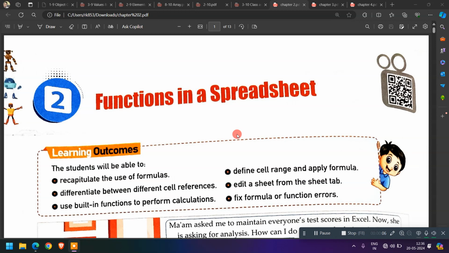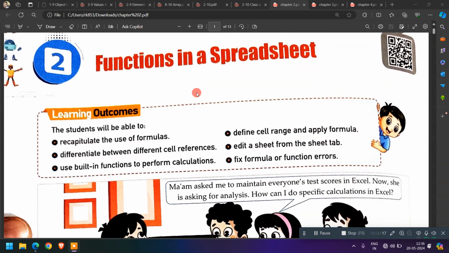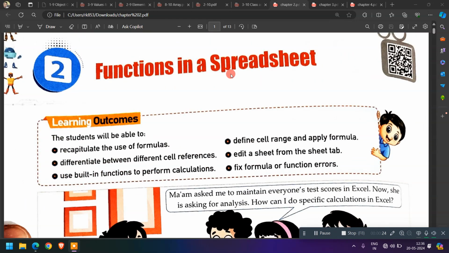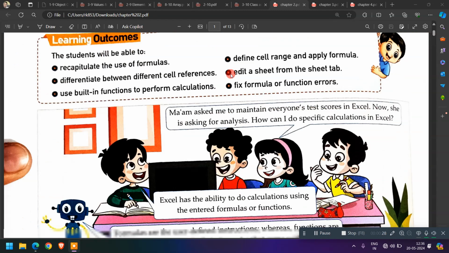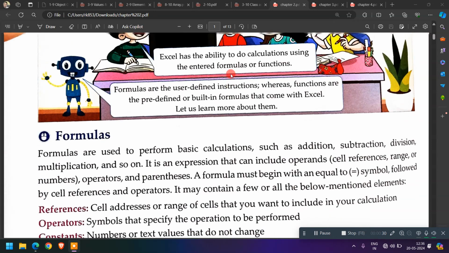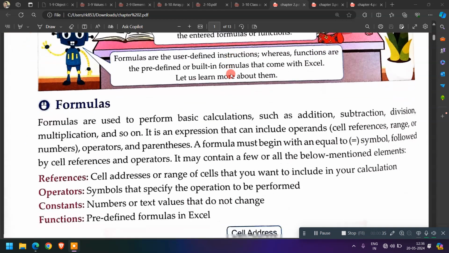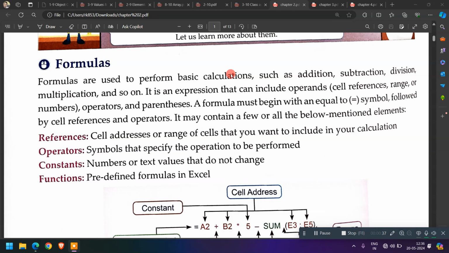The book name is CodeBlox and Logix for class 8, from the ICSE board. We start with chapter two, functions in a spreadsheet. In this chapter, we have to learn about Microsoft Excel. A spreadsheet means we will work on Microsoft Excel, with Excel formulas and functions. So let's start.